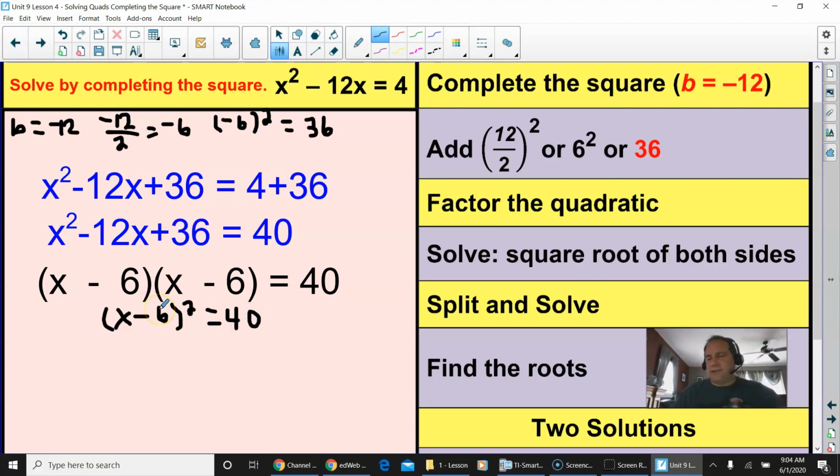So how do we solve a square root? How do we solve for that square root? We go ahead and square root both sides, because we need to get that squared out of there. And we square root that 40. So the square root here cancels with this square, and you have x minus 6.